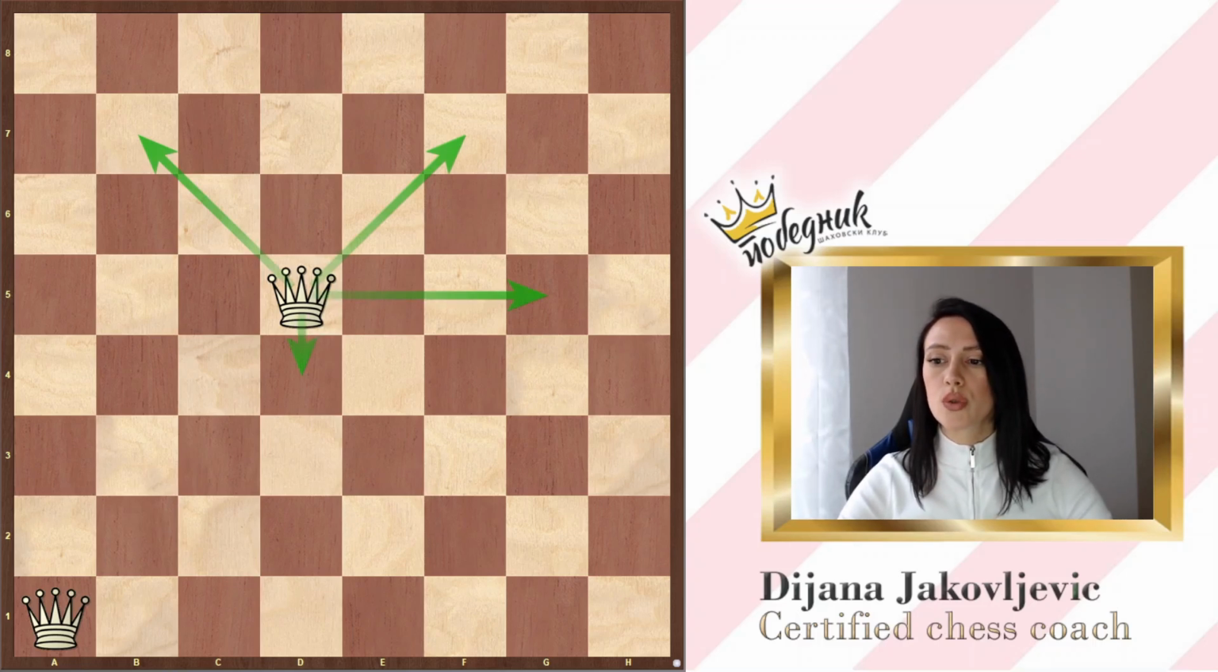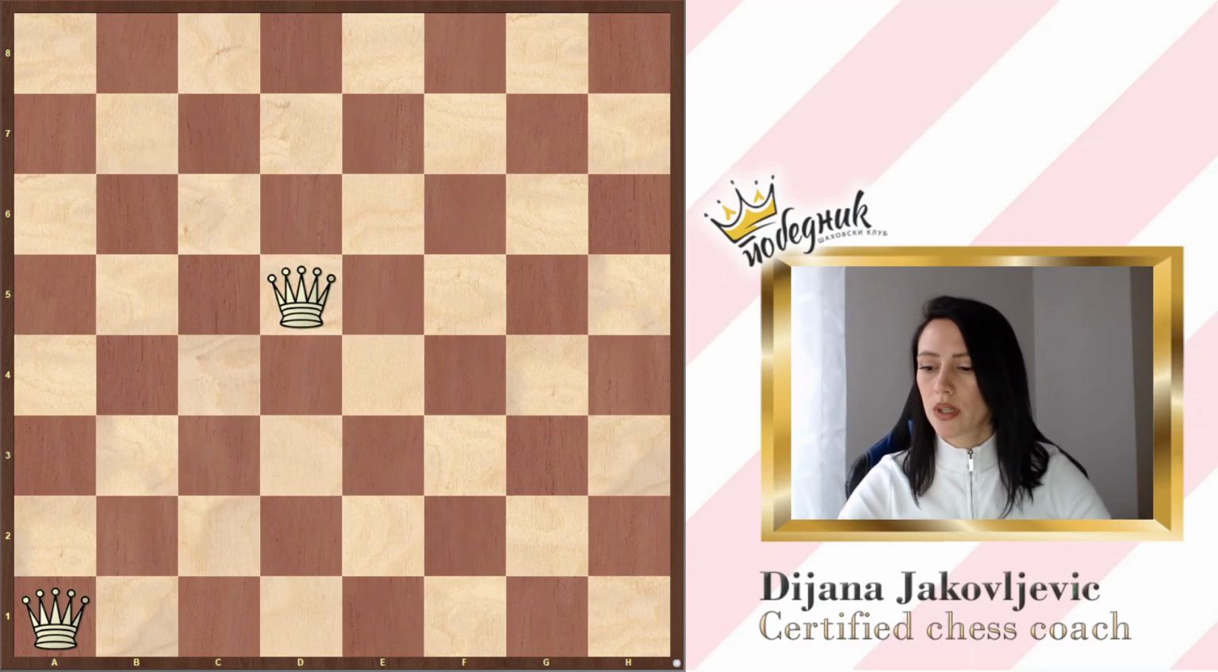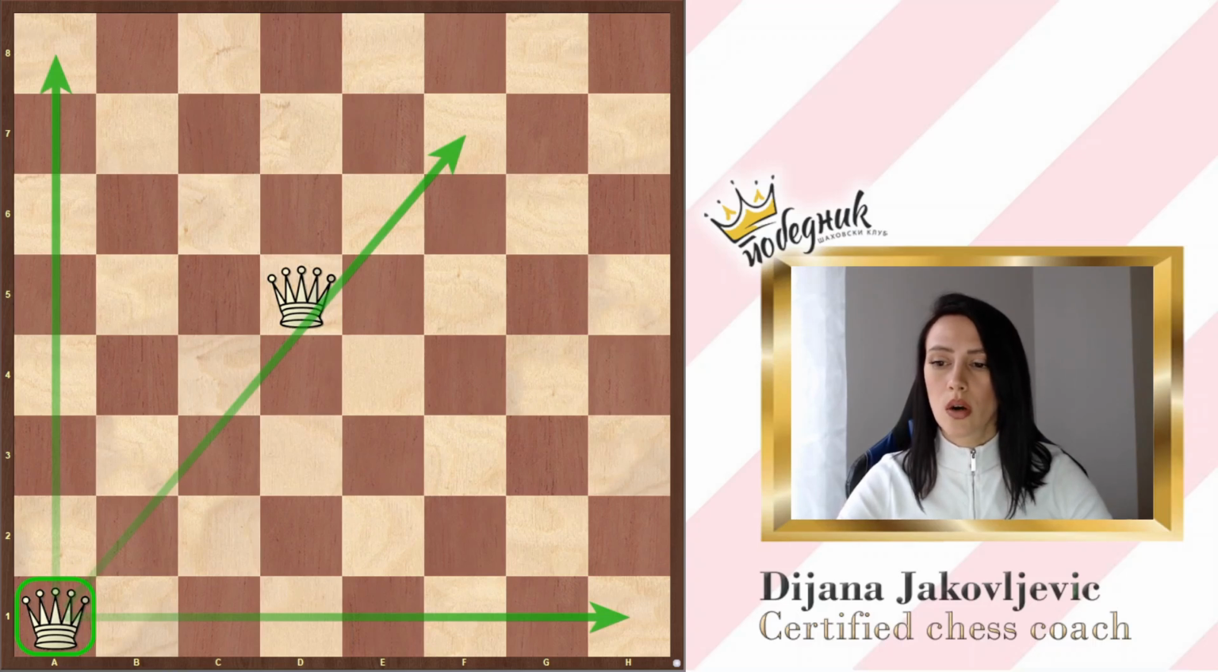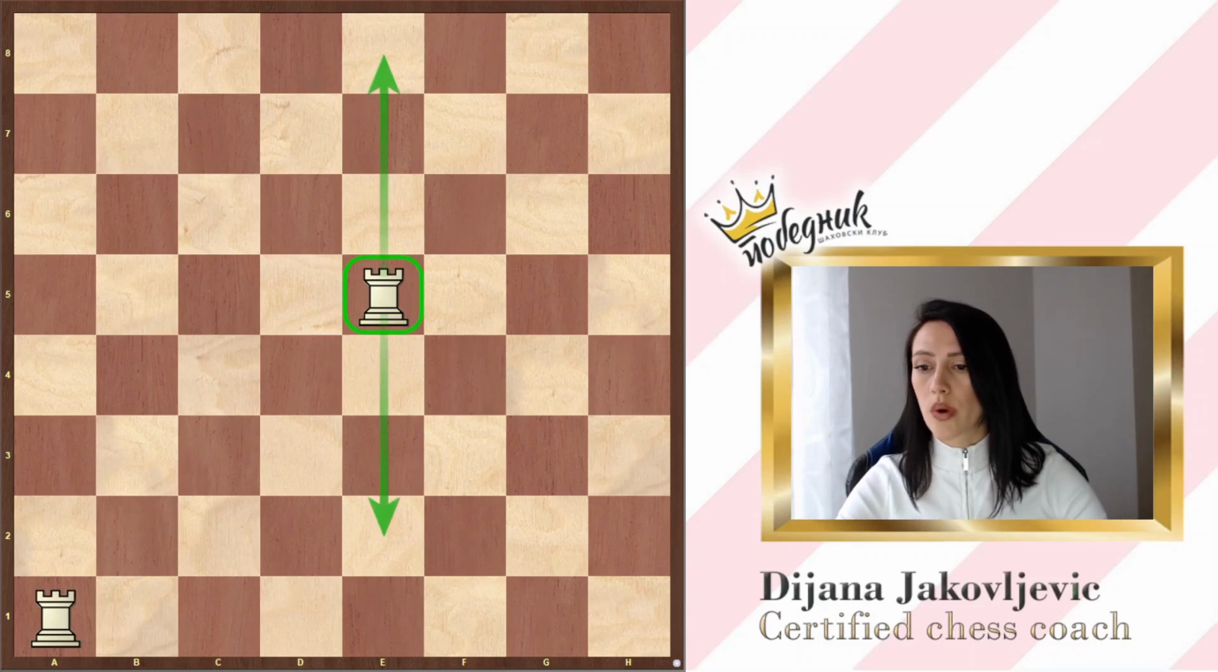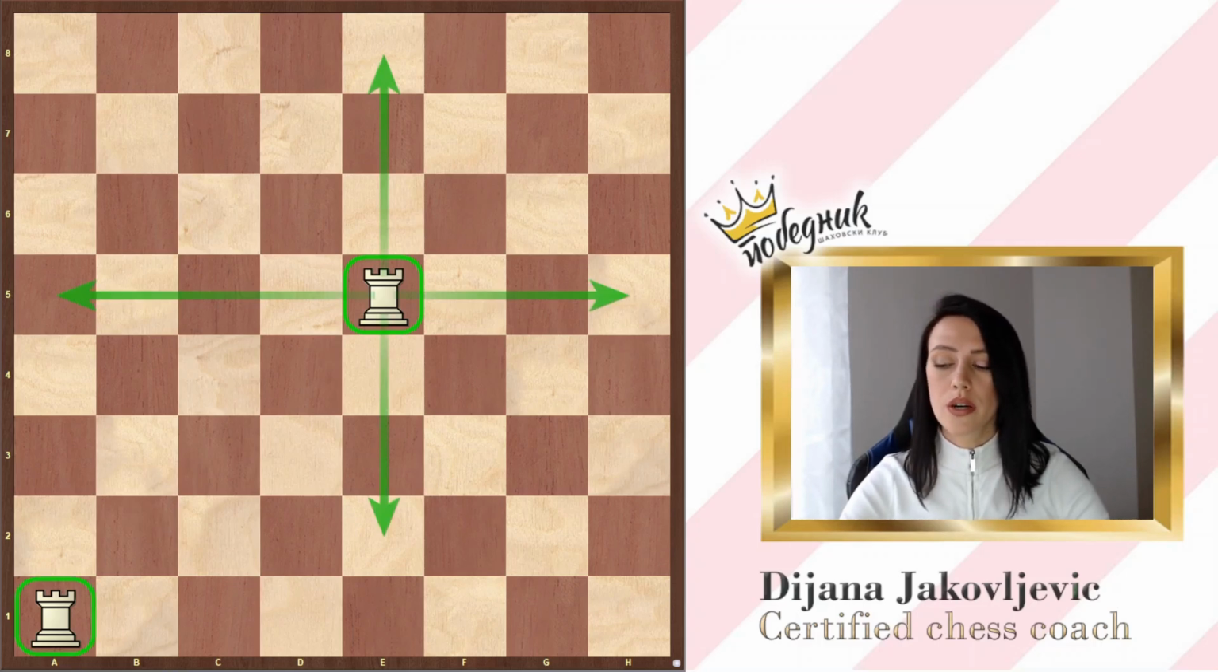So this queen controls a lot of squares on our board. On the other side, this queen here on the H1 square controls only this line, this diagonal, and this row here. So as we can see, it's much better for our pieces to be in the center of the board. The same is true for a rook. For example, in this position here we have our rook on E5, and it is controlling right now more squares than this rook here on H1.